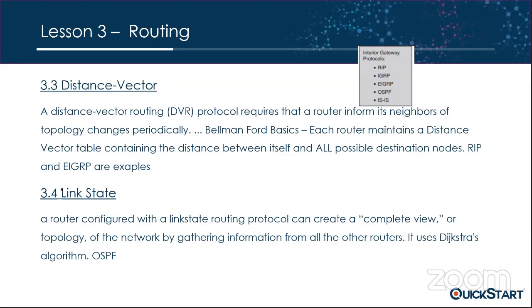What is link state? Now, in contrast to distance vector, link state is a protocol which gives a complete view, a topology of the network, by gathering information from all the other routers, right? It uses Dijkstra. It's really hard to pronounce, I'm telling you. It's the Dijkstra algorithm, and OSPF is an example of a link state protocol.